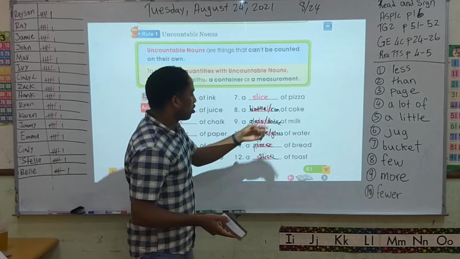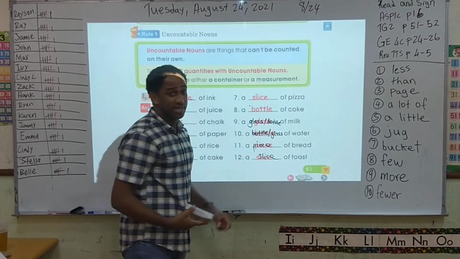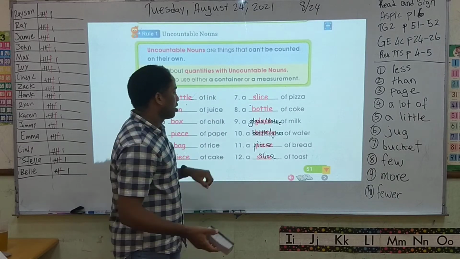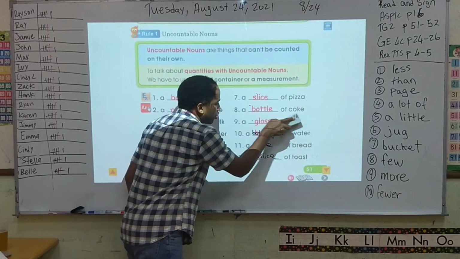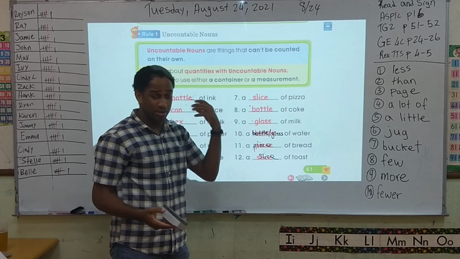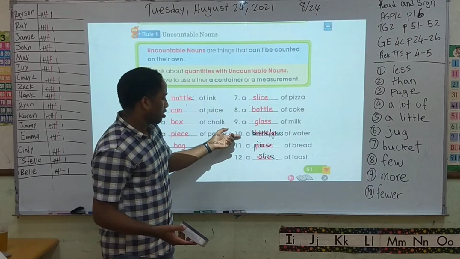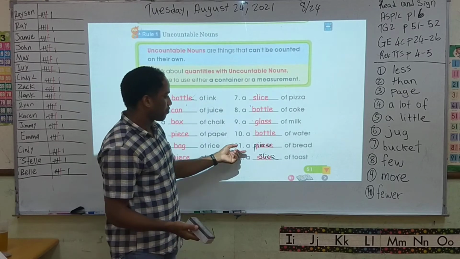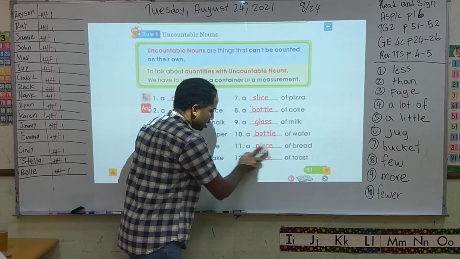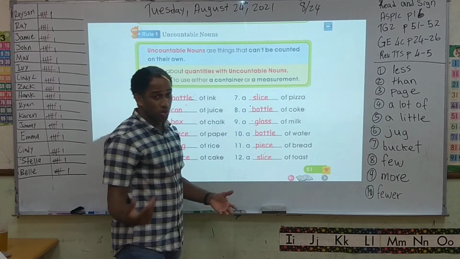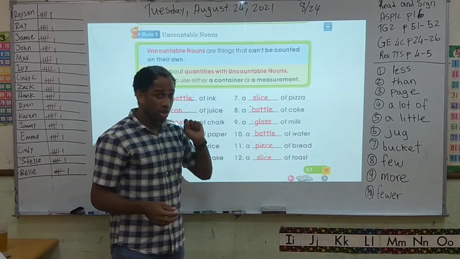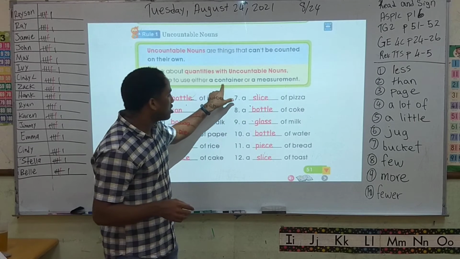You can say Coke. Okay, a bottle of Coke. Or you can say a can of Coke. Because sometimes they sell the Coke in a can. Okay? A glass of milk, or you can say a bottle of milk, because sometimes they sell the milk in a bottle. A bottle of water, or you can say a glass of water, a piece of bread, and a slice of toast. Okay? So some of them you can use more than one based on the container it comes with.